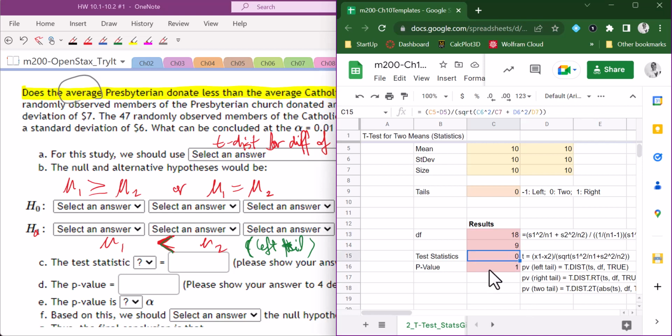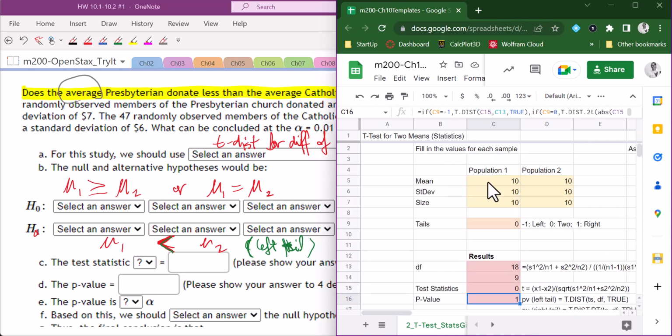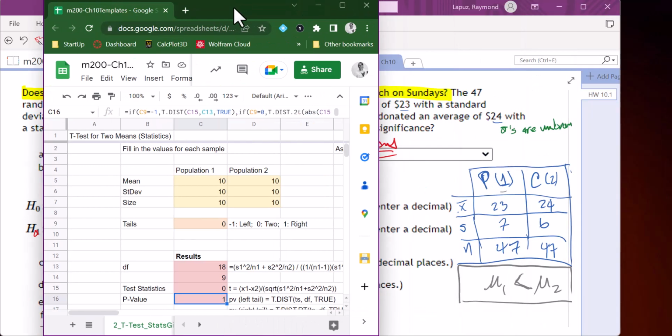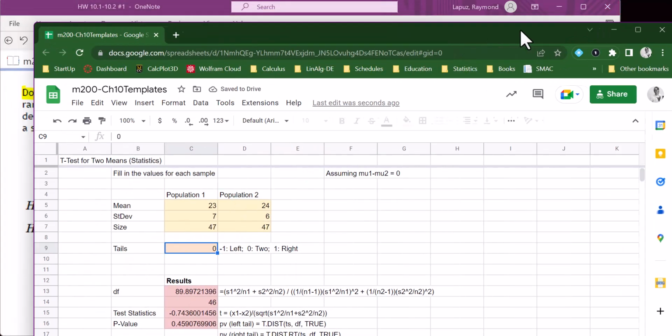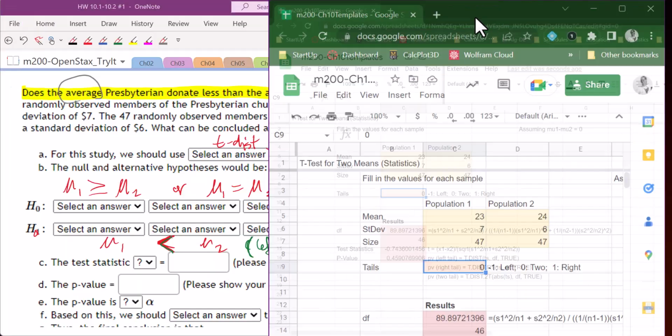So this is our test statistic, and this is our p-value that would be coming out. Okay, so let's just put in our information. Actually, our information was given here already. We made a little table out of this. The Presbyterian had an average of 23, a standard deviation of 7, and there were 47 pulled out of this. For the Catholics, it was an average of 24, a standard deviation of 6, and a sample size of 47. And then also we made a note to ourselves saying this is actually a two-tail test.